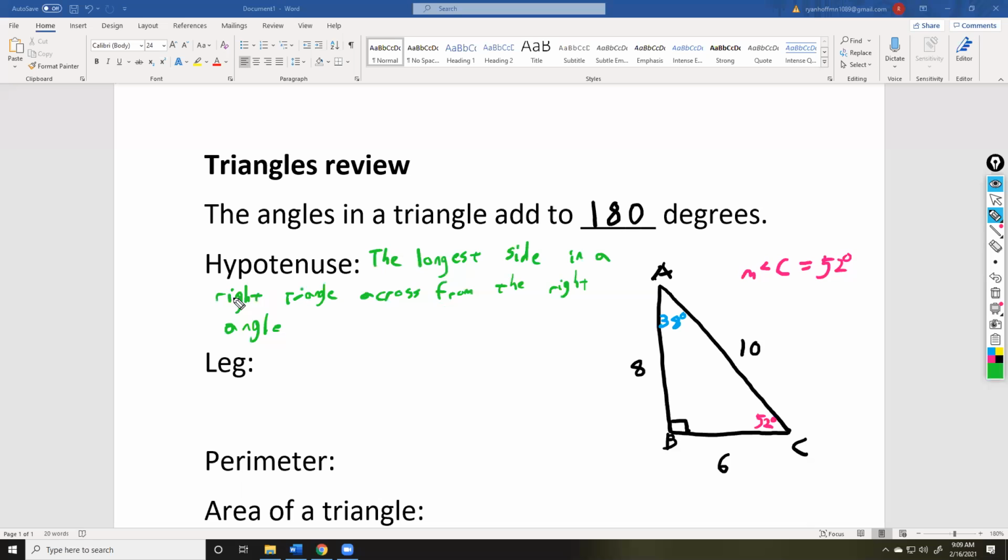And one of the keys in this is right triangle. There's only a hypotenuse when we're talking about a right triangle. But it is this longest side, so I'm standing at the right angle, and I look across from it, and I see side A to C. This side right here would be my hypotenuse. So the hypotenuse here is A to C, segment A to C, which is 10. Again, these are all going to be terms that are going to be really important in these next couple of chapters.